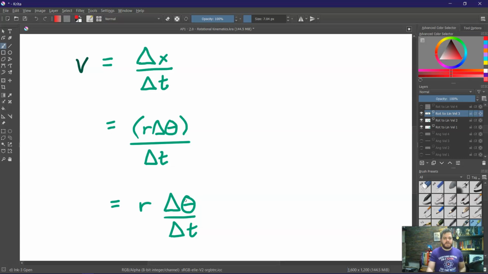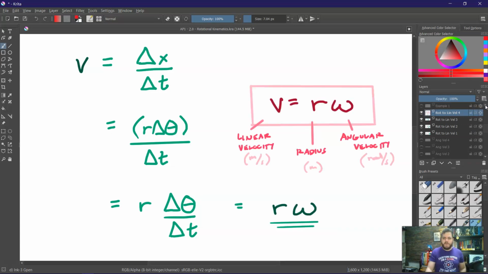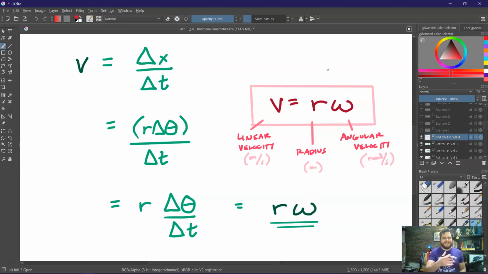So now I have r times delta theta over delta t, but delta theta over delta t we just defined as omega. So to move between the linear and rotational regimes, we just multiply by r, where v is the linear velocity in meters per second of a point on this object as it rotates, r is the radius in meters, and omega is the angular velocity of the entire object in radians per second.